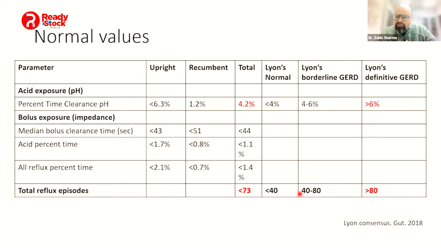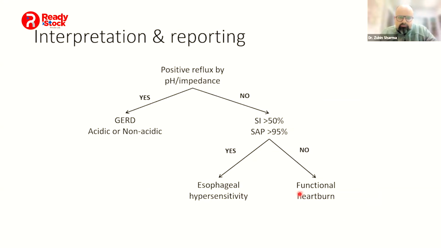What are the normal values? The Lyon consensus said that above 6 AET is abnormal, and 4 to 6 is borderline. In Asia, we consider 6 and above. Then total reflux episodes of anything above 80 you should consider abnormal. Borderline values you can leave aside, but the rest you should see.